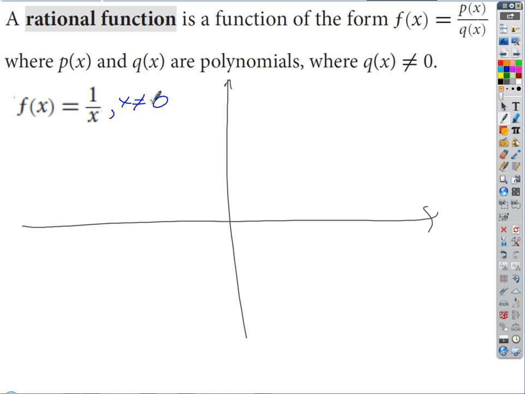Well, what's going to happen for some other values of x? What if I pick a value, what if I evaluate the function at 1? What do I get back?